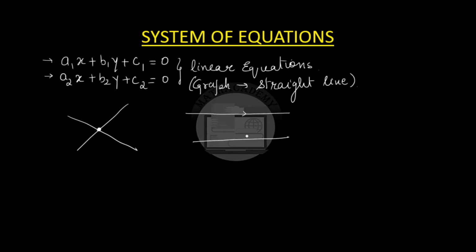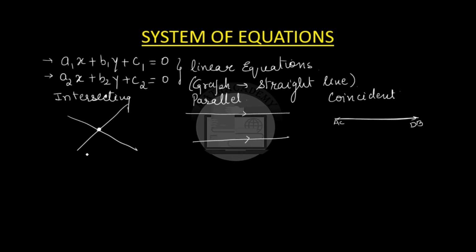They do not intersect at all, or the two lines can be coincident lines. So this is line AB and the line CD lies exactly above it. So we can either have intersecting lines which intersect exactly once. Then we can have parallel lines, the lines which never intersect, and we can have coincident lines.